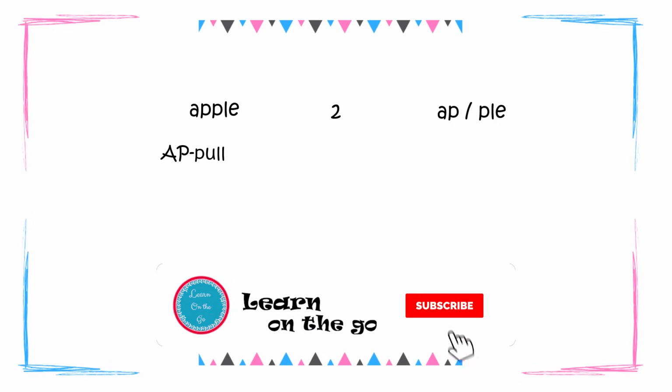Apple, alright? Now we learned that the word apple has two syllables. When we pronounce the word apple, we stress the first syllable and pronounce it as apple. We don't pronounce it as apple with the stress on the second syllable. That's wrong. So when we pronounce the word apple, ap is stressed and ple is unstressed. So when we say apple, there is a stressed syllable and an unstressed syllable.